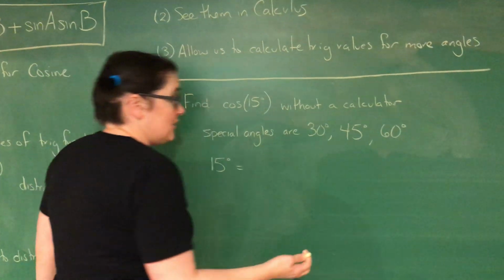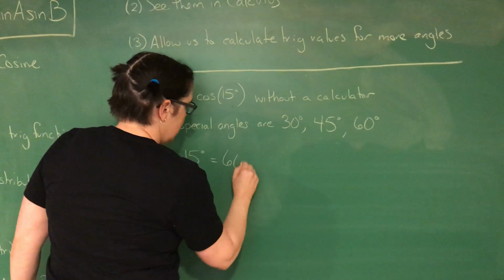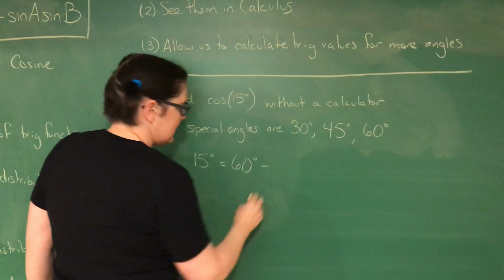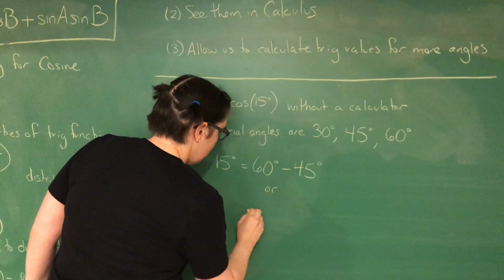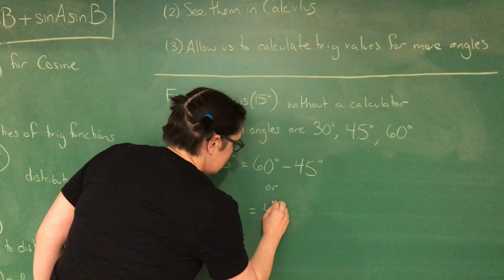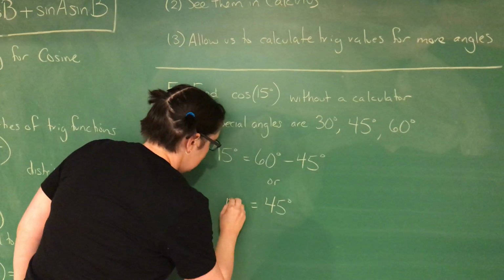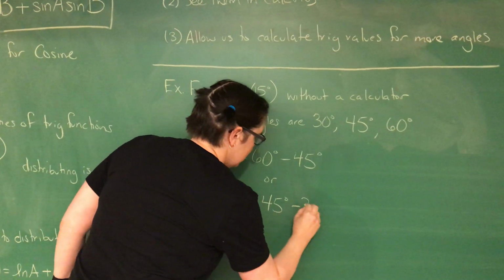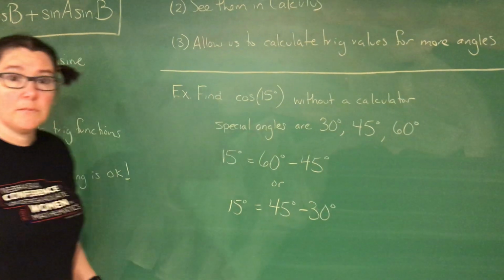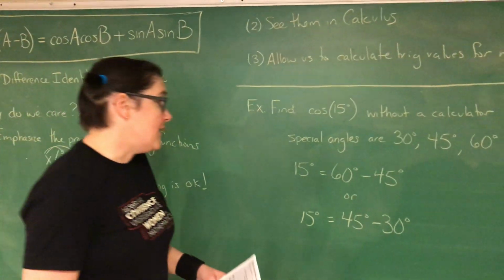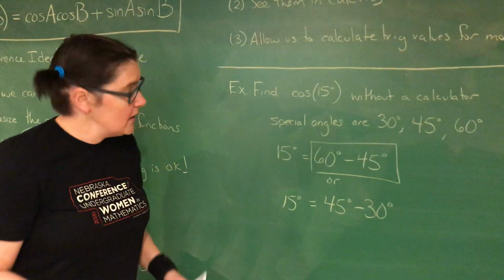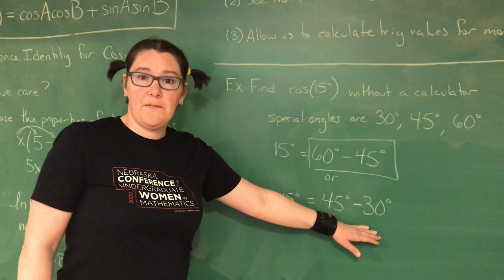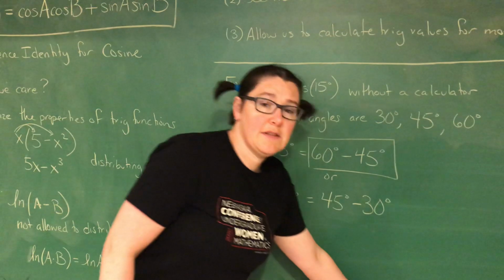There are a lot of different ways to do this. Two of the ways are, we can look at it as 60 degrees minus 45 degrees, or we can look at this as 15 degrees equals 45 degrees minus 30 degrees. Okay. Now, for our example, I am going to choose 60 minus 45. I would encourage you to also try the 45 minus 30 and make sure that you get the same answer.